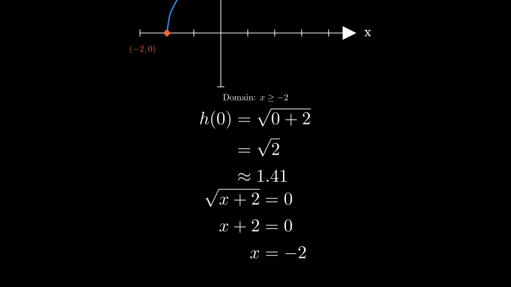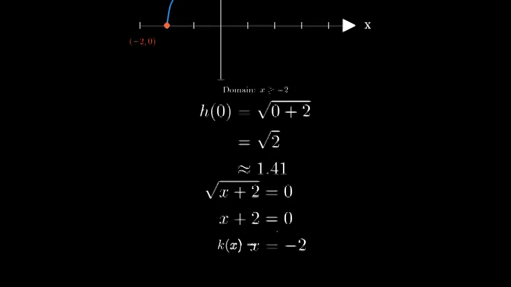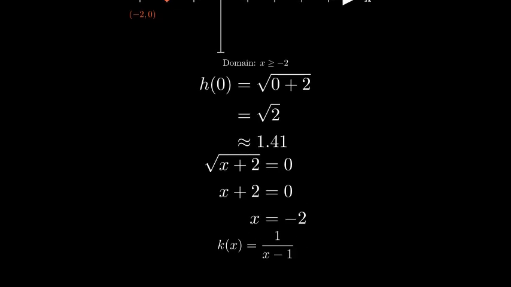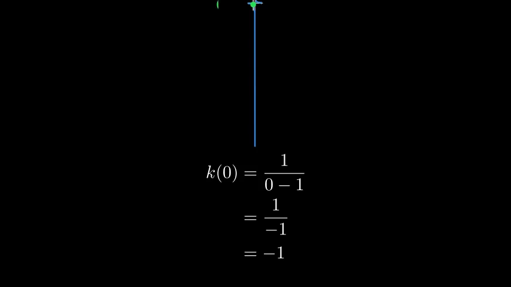Our final example is a rational function. Consider k of x equals 1 divided by x minus 1. This function has a vertical asymptote at x equals 1, where the denominator equals 0. To find the y-intercept, we evaluate k of 0. k of 0 equals 1 divided by 0 minus 1, which equals 1 divided by negative 1, which equals negative 1. So the y-intercept is the point (0, -1).